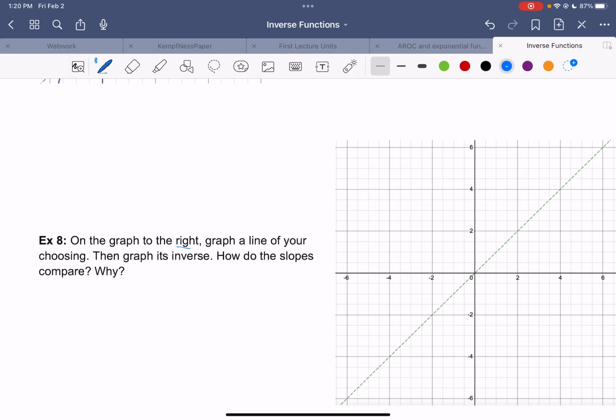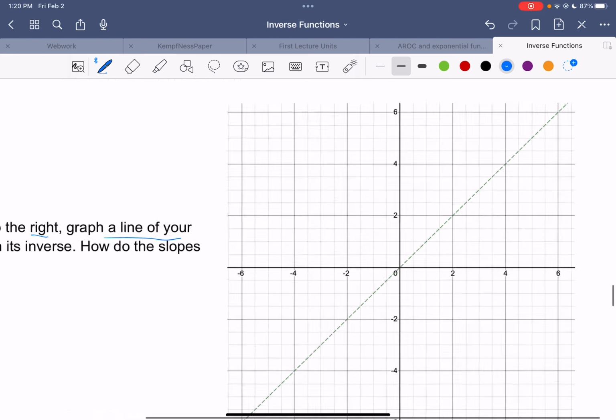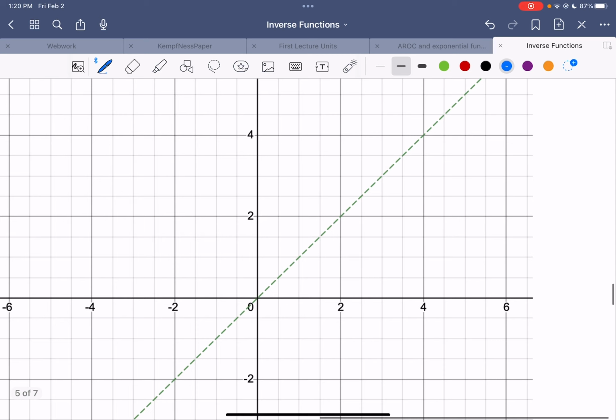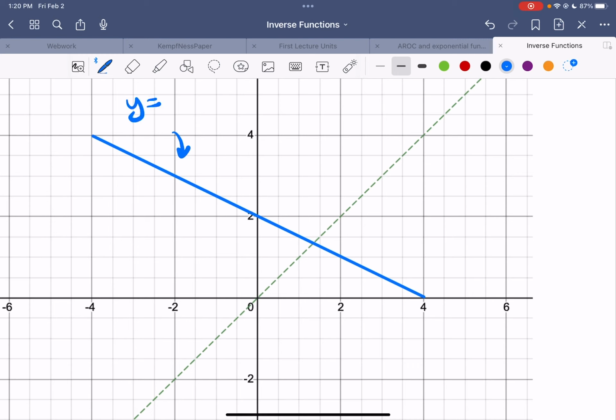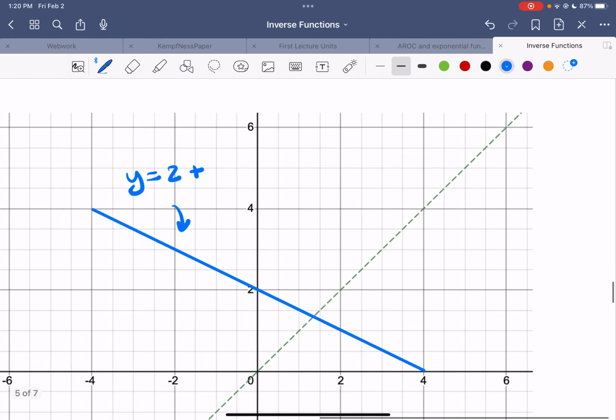So on the graph to the right, graph a line of your choosing. All right, line of my choosing. I can choose anything I want. We're going to go from, let's say, here down to here. All right. So let's see. What is this line? This line is y is equal to, well, I have a y-intercept of 2 plus, and what's its slope? I go over 2 and down 1. So it's rise over run. Down 1 is my change in y. Over 2 is my change in x. And if you prefer mx plus b, I should do minus a half x plus 2. Okay, so any of these forms work.